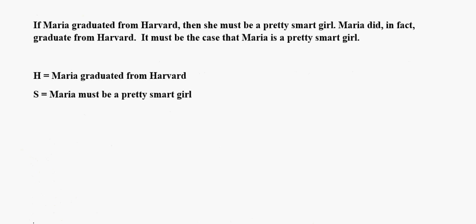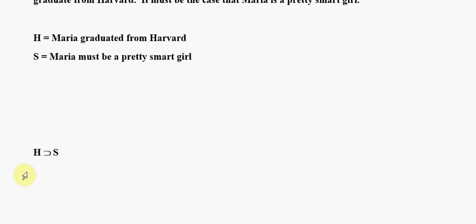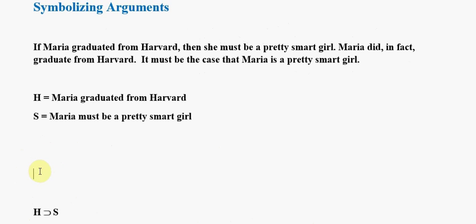Now we need to be able to put the premises in formal terms. Well, the first premise, as we already said, is a conditional statement. It's an if-then statement. Well, basically, it's going to be if H, then S, right? Because the premise is if Maria graduated from Harvard, then Maria must be a pretty smart girl. So the correct symbolization for the first premise is if H, then S. And that's what I have here. If H, then S. That is our first premise. Okay? So all I've done is symbolize the conditional statement there.